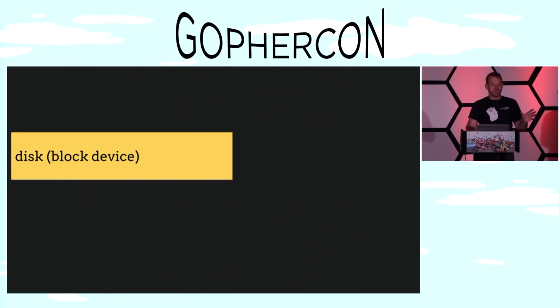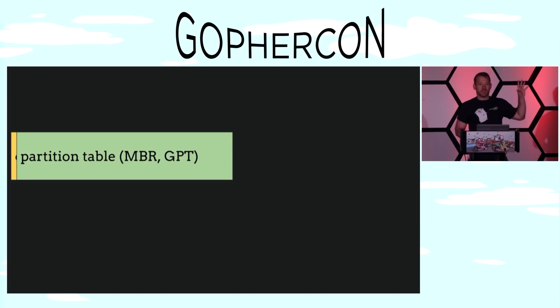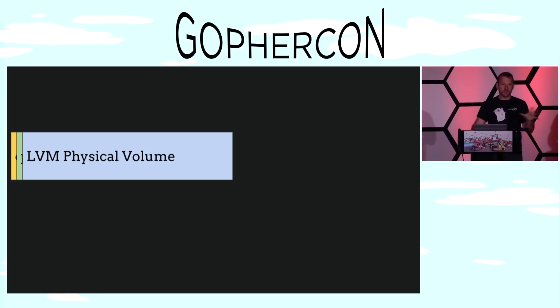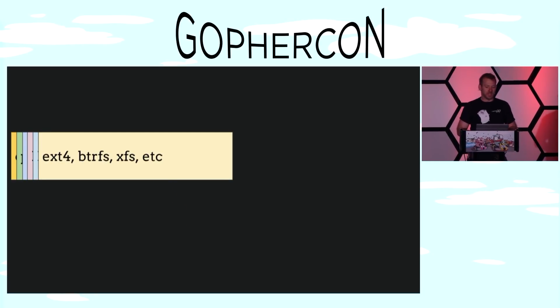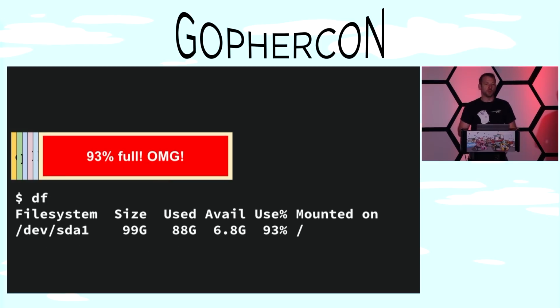So anyway, I have these little 5 gig disks, and then there's the partition table, whether it's MBR or GPT, and if you're using LVM, then you have your physical volume on that, and then you have your volume group, and then finally you have your file system. Then you write some big old file to it, and you fill it up, and you're like, crap, my disk is full.